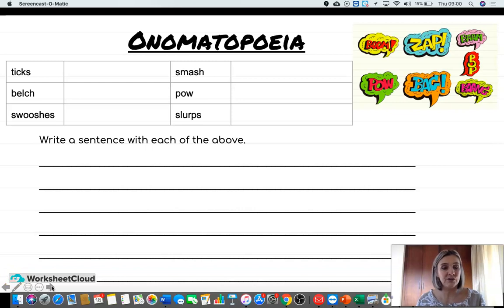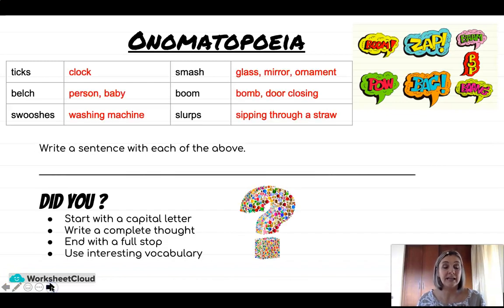Right, let's see how you have done. Here are some of my examples. So I just put a clock. I hope you had others. Maybe you had a watch, or for example, I don't know if you can hear the sound. I'm just literally doing that on my desk. That's another ticking sound. I could have done that. Belch, a person or a baby, especially a newborn baby, can belch. Swishes, the washing machine. Smash, glass, mirror, ornament.